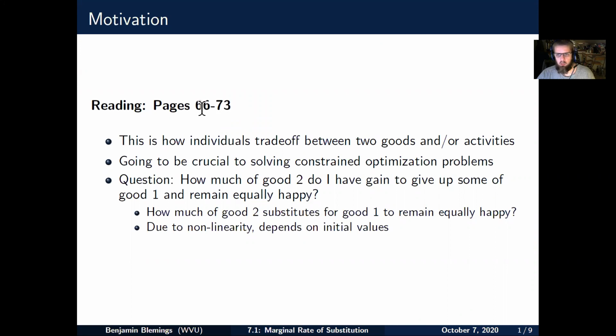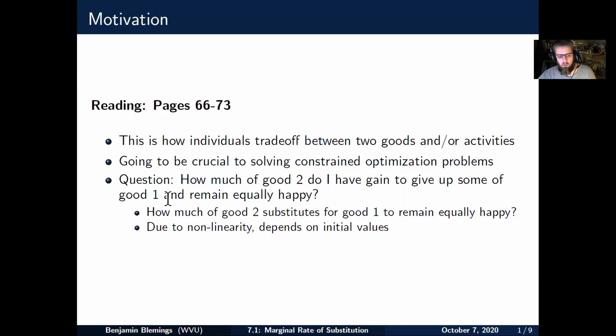And it's going to be crucial to solving the type of problems that we're interested in solving, like how do individuals get the optimal bundle. So this is really important. And so basically the main question we're going to be asking today is how much of good 2 do I have to gain to give up some of good 1 and remain equally happy?